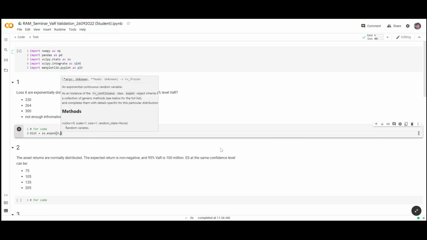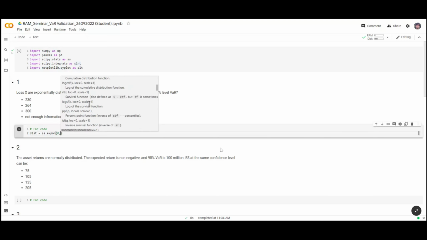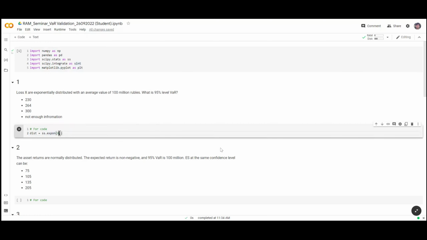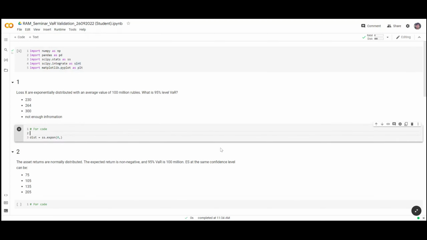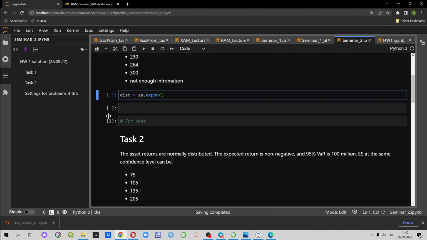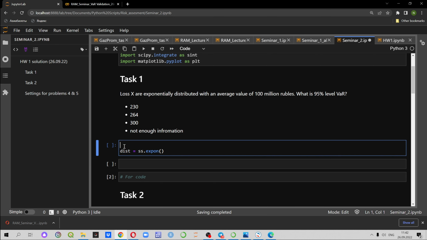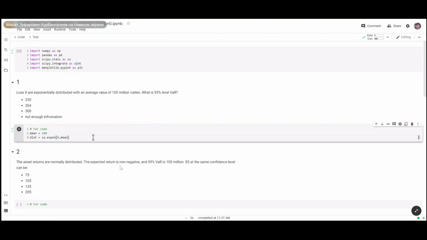So what we can do here, we can set this distribution. So we can see here parameters. And the parameters that we actually need are 0 and our mean. And the mean from our problem is 100. So I actually put mean here. And let's see if everything works. Great.